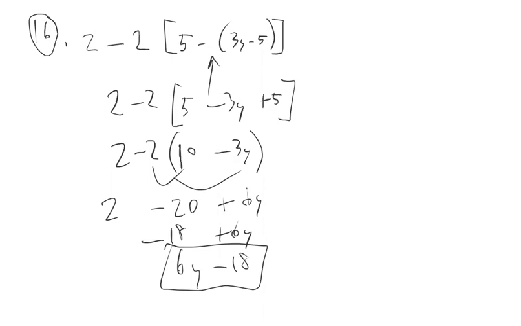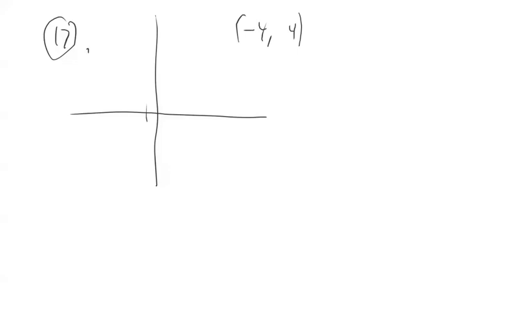Okay, then 17. So plot the point negative 4, negative 4. So you go to negative 4 on the x-axis and negative 4 on the y-axis. And then you go to the crossing point between those two values. So that point right there, at negative 4 on the x-axis and also at negative 4 on the y-axis, that's the answer. Then problem 18.